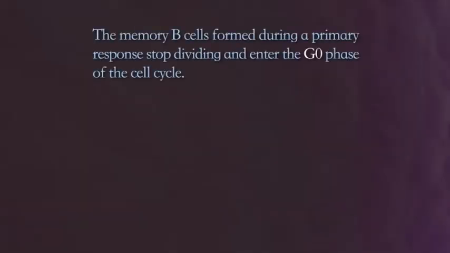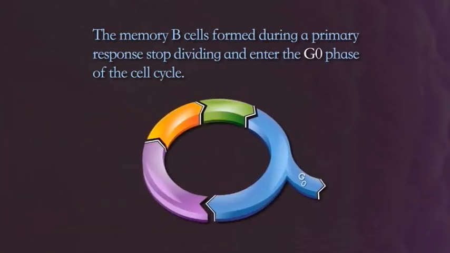During a primary humoral response, IgM is secreted initially, often followed by a switch to an increased proportion of IgG. Depending on the persistence of the antigen, a primary response can last for various periods, from only a few days to several weeks. The memory B cells formed during a primary response stop dividing and enter the G0 phase of the cell cycle. These cells have variable lifespans with some persisting for the life of the individual.